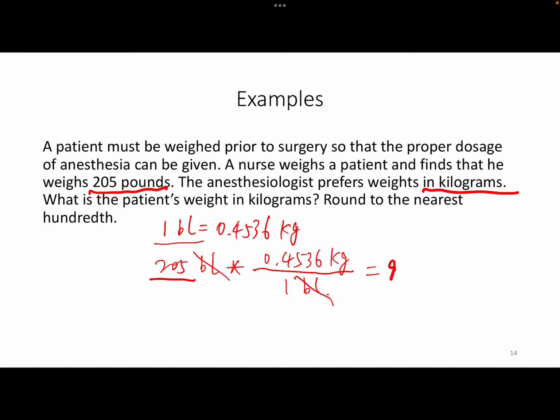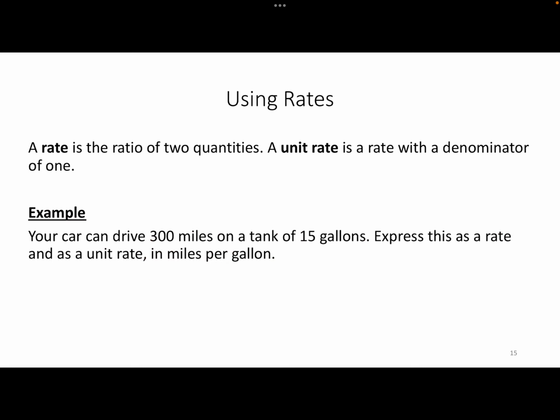And then we get 92.99 kilograms. Keep to the nearest hundredths, right? Round it to the nearest hundredth. That means after the decimal point to keep 2 decimals.